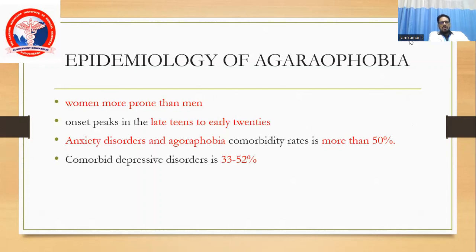Epidemiology of agoraphobia. Women are more prone than men. Onset peaks in the late teens to early 20s. Anxiety disorders and agoraphobia: comorbidity rate is more than 50%. Comorbid depressive disorder is 33 to 52%.